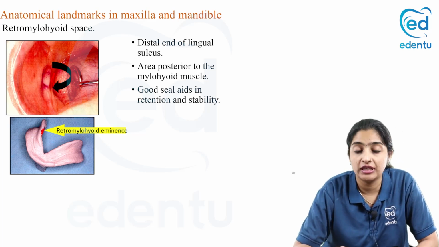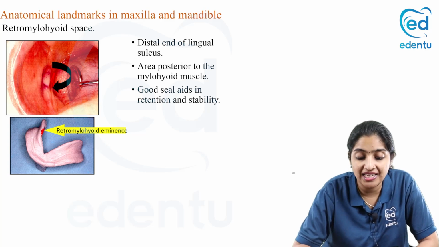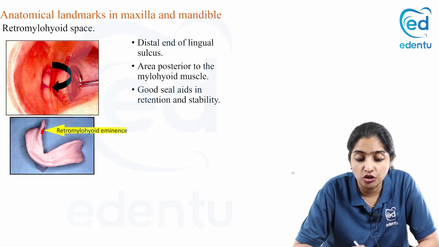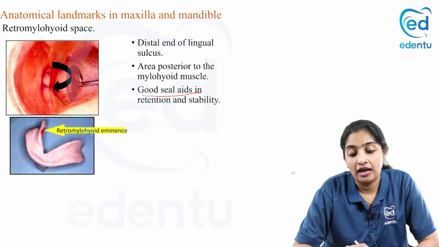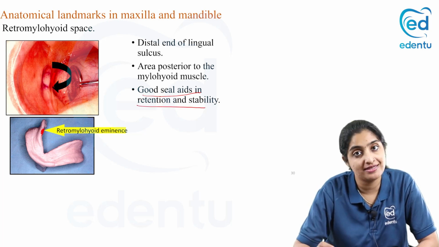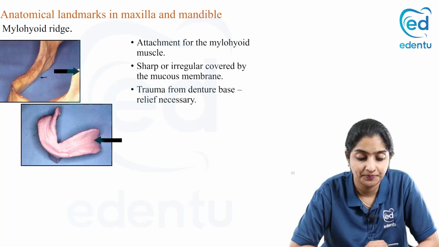The distal end of the lingual sulcus is the area posterior to the mylohyoid muscle. It aids in good seal. A proper seal at this area will give you good retention and stability for your lower denture.